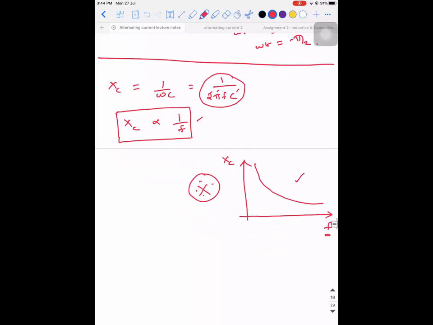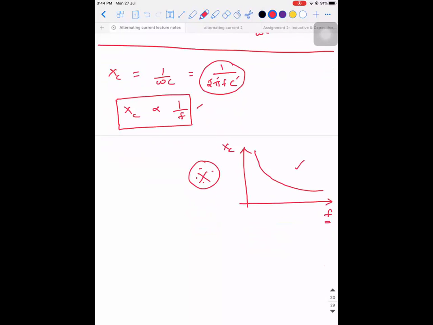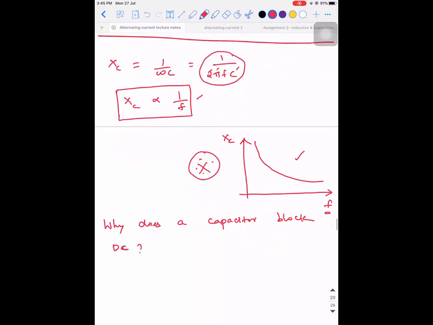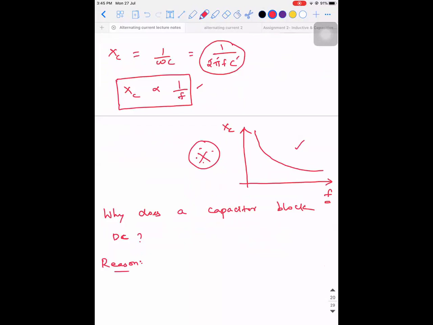Now listen. There will be a question asked like this: why does a capacitor block DC? The reason for this is X C is equal to 1 by 2 pi into f into C. So what did I say?